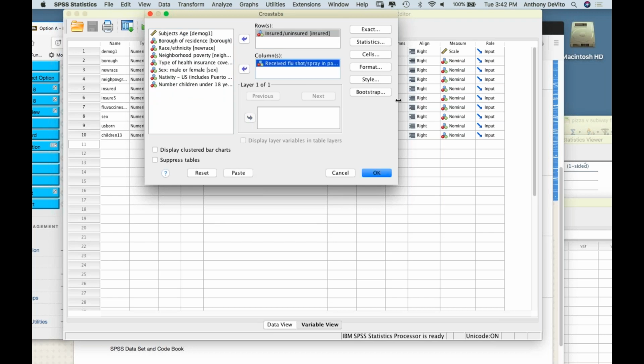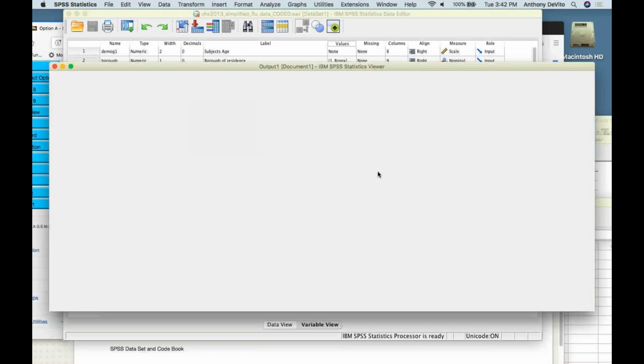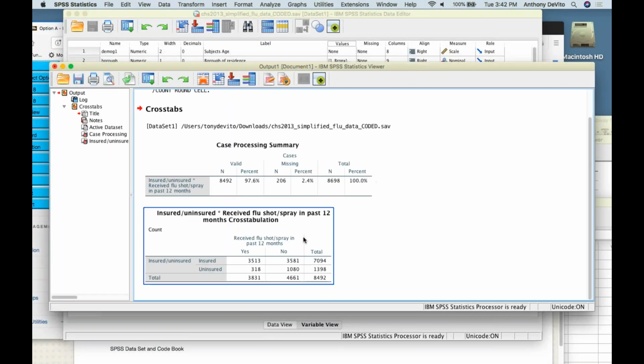Now I'm going to click OK, and it gives me just the 2x2 table. There were 7,000 people who were insured, and 3,500 of them got a flu shot. There are 1,400 people who don't have insurance, and only 318 of them got a flu shot. So it looks like if you're not insured, you're a lot less likely to get a flu shot, right? So you can expound on that.